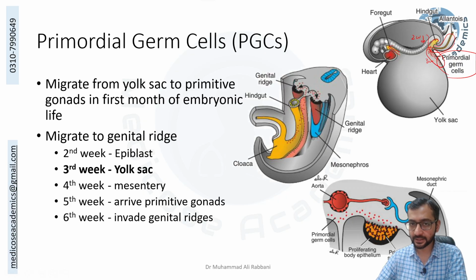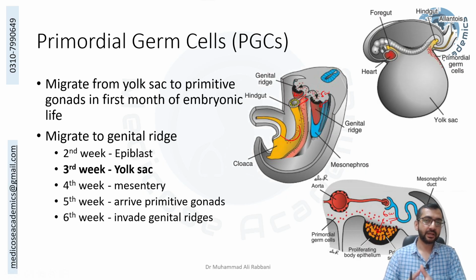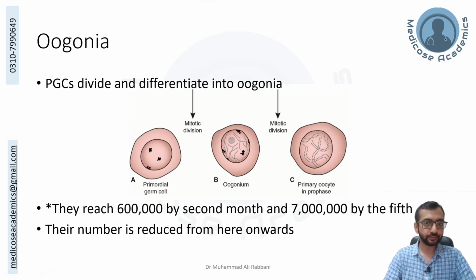The foregut is here, the hindgut is there, and the cells go through the gut wall and through the mesentery. The mesentery is the part that joins the gut with the posterior abdominal wall. They cross the gut at week 4, reach the future gonads about week 5, and invade the genital ridges in week 6. After the invasion in week 6, signal induction helps the differentiation of the undifferentiated gonad into testes in males and ovaries in females. So this is the point where this difference occurs.